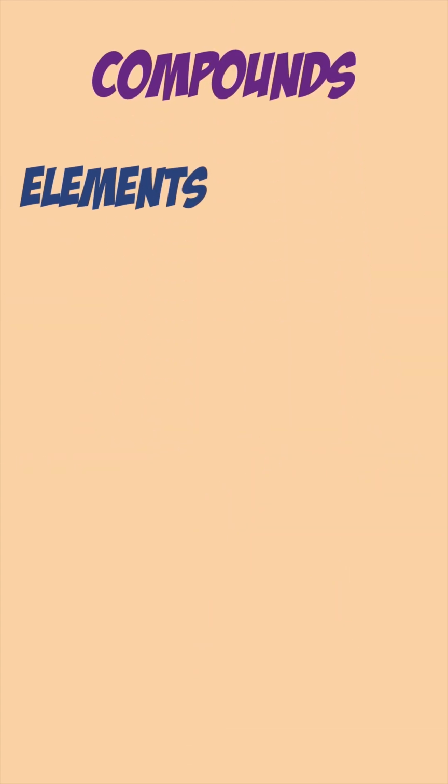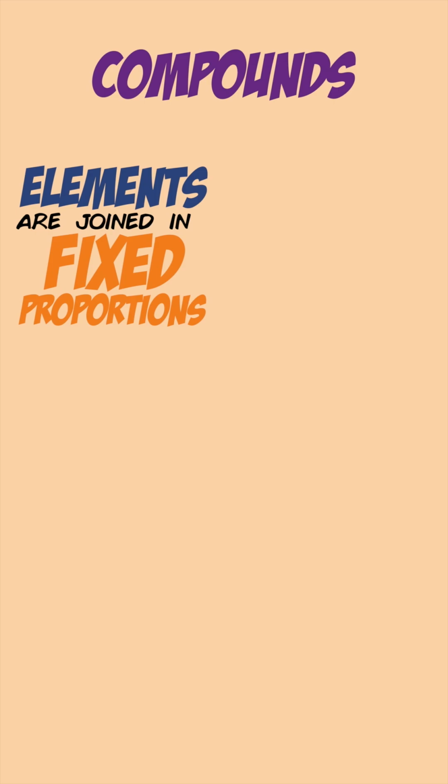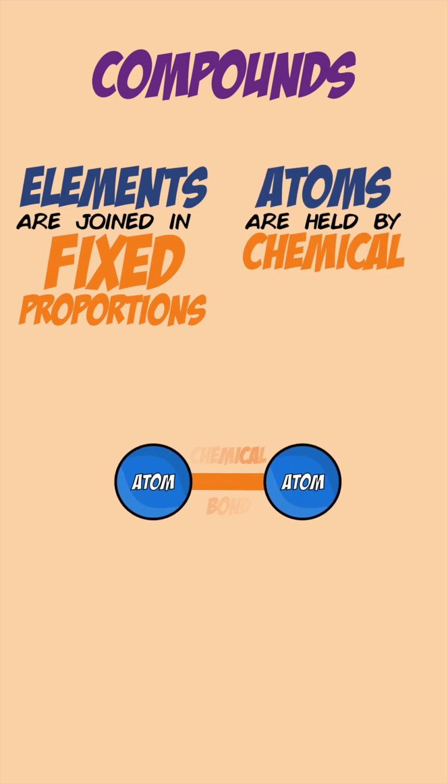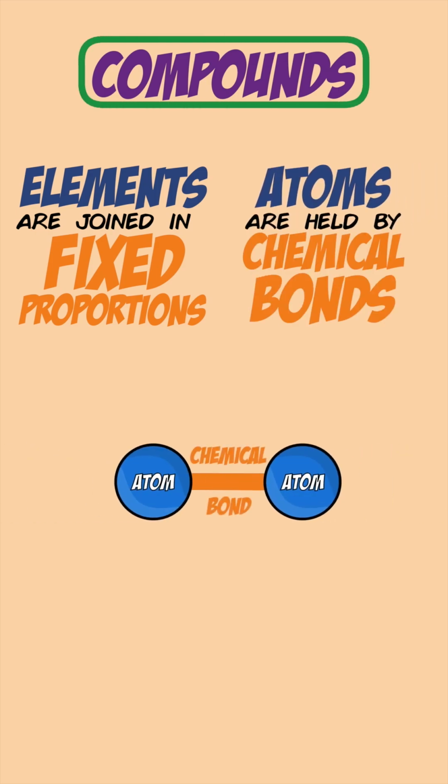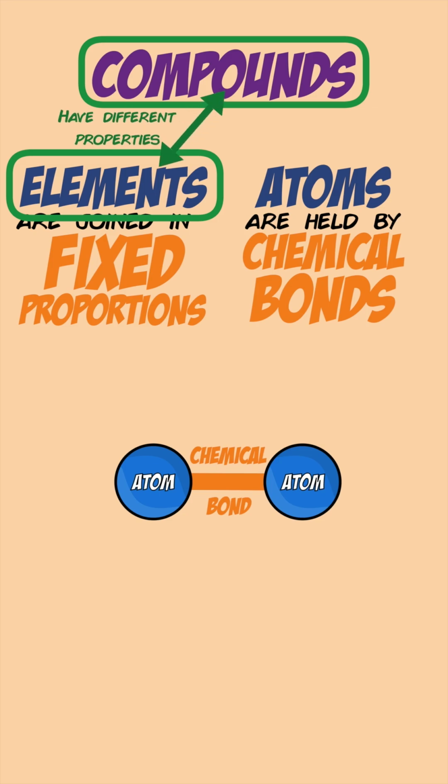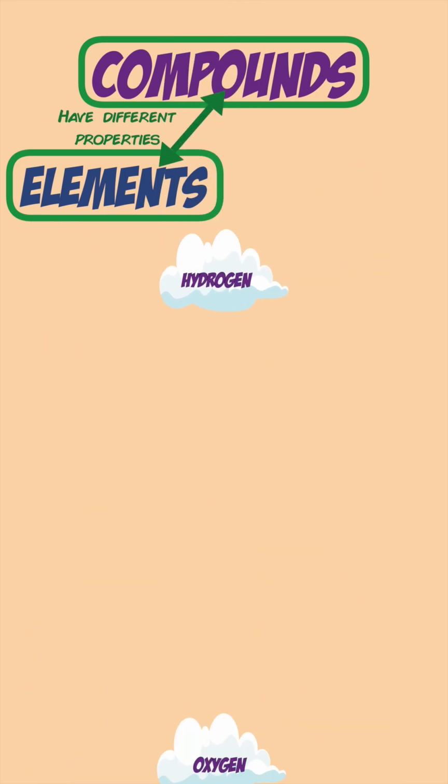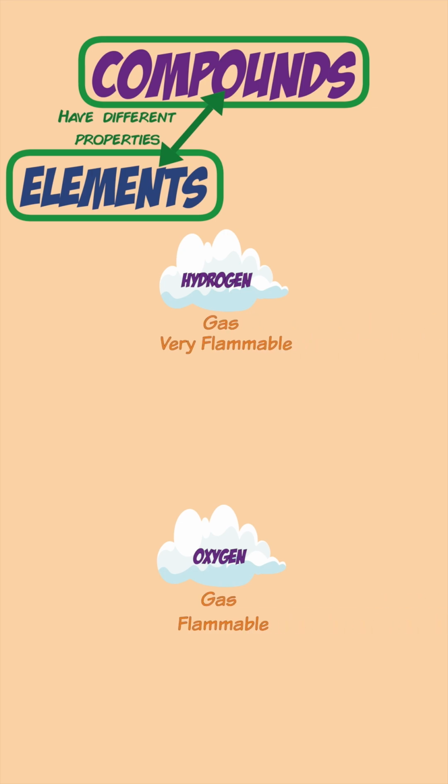The elements in compounds are joined in fixed proportions and the atoms are held together by chemical bonds. The compound formed from 2 elements reacting have different properties to the starting elements. So for example, hydrogen and oxygen are both flammable gases, but when they react together they form water, which is a liquid and is not flammable at all.